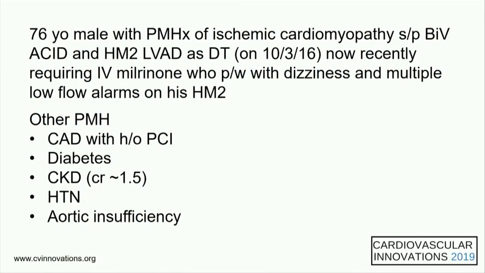So my case is a 76-year-old man with past medical history of ischemic cardiomyopathy. He had a BiV-ICD as well as a HeartMate 2 placed in 2016 for destination therapy. He recently started complaining of dizziness, not feeling well, was started on IV milrinone, which did not help. He had multiple low-flow alarms on his LVAD and was referred for MDT evaluation. His other past medical history includes coronary artery disease and aortic insufficiency.